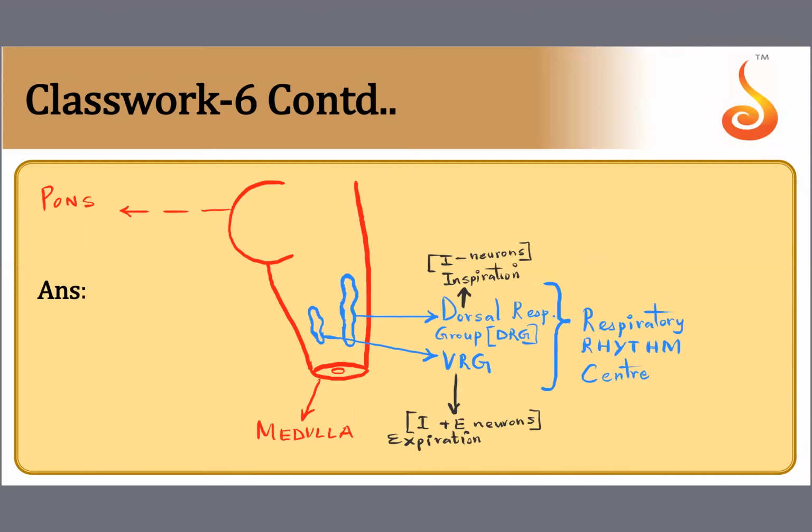Okay, the dorsal respiratory group is responsible for inspiration and the ventral respiratory group is responsible for expiration. Although, like I just told you, the ventral respiratory group is a mixture of both I and E neurons. However, E neurons are more predominant here, and that's why the function is expiration. These two together are called the respiratory rhythm center, which regulates your breathing rate.